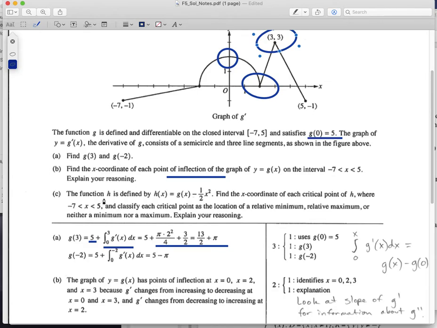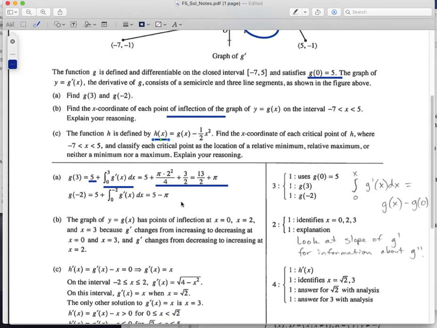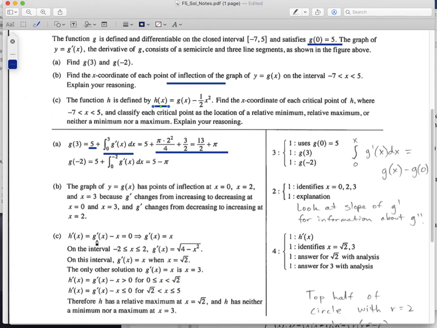Finally, part C. H is a function defined like this. Find the x-coordinate of each critical point of H. Well, let's start there. To find the critical points of H, you need to find the derivative of H and set it equal to 0. What's the derivative of H? Well, the derivative of H is the derivative of G minus the derivative of this thing, which is just x. So G prime minus x equals 0.